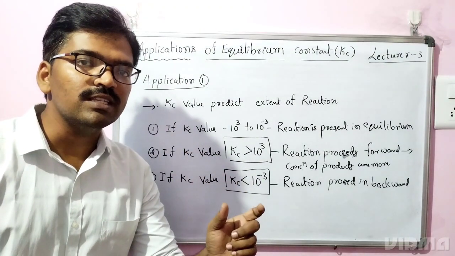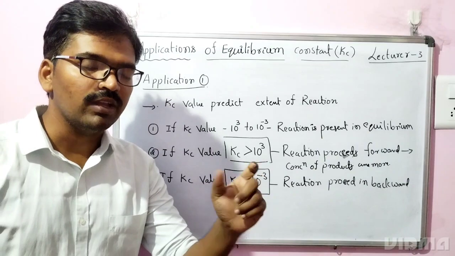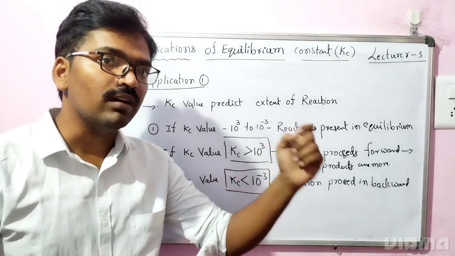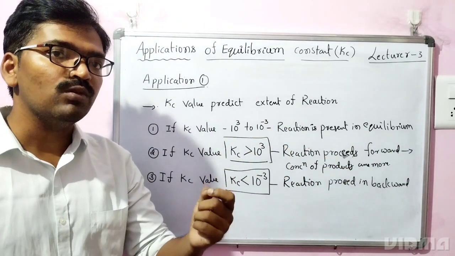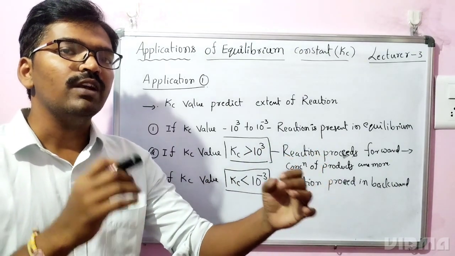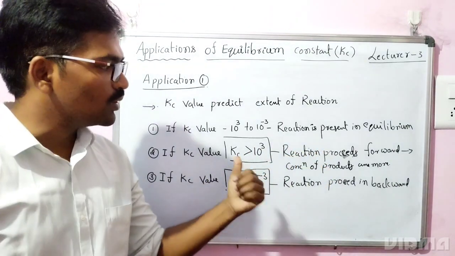So based on the Kc value, you can predict whether the concentration of reactants is more, or the concentration of products is more, or it is present in the equilibrium position. That we can say easily. So note it.